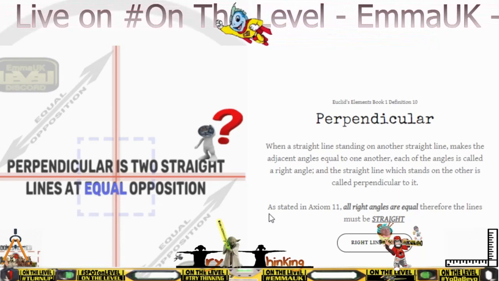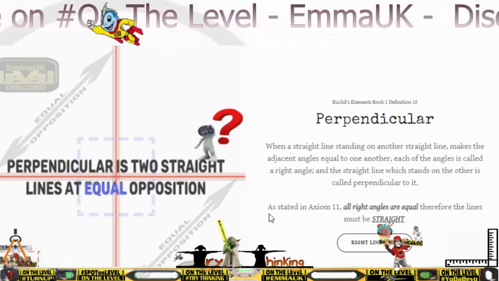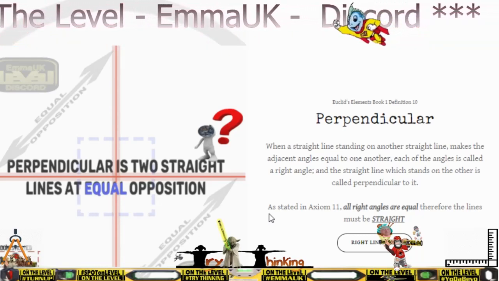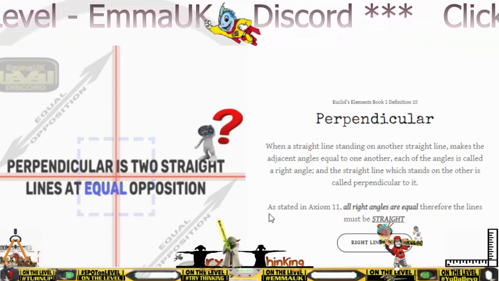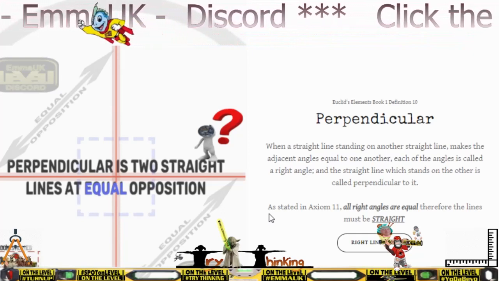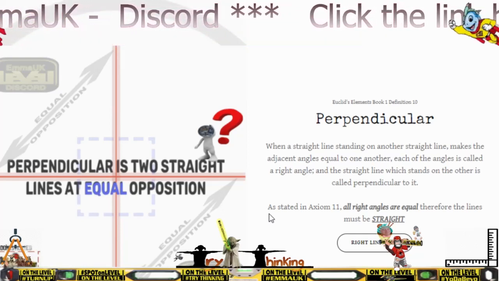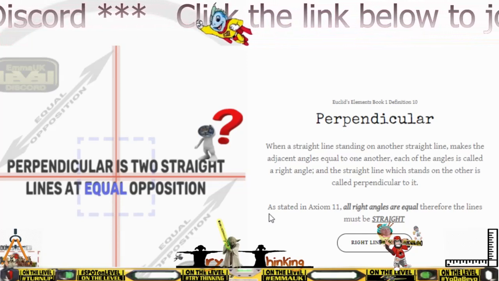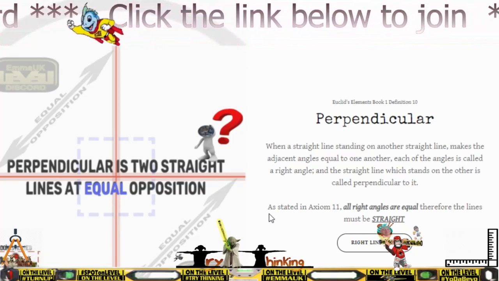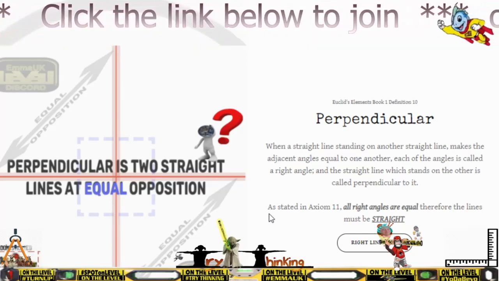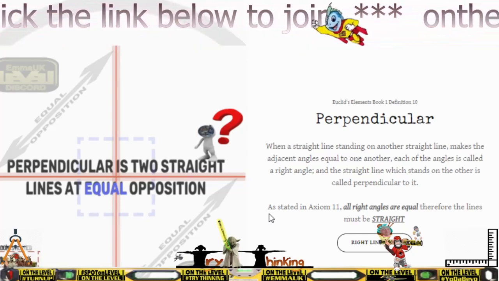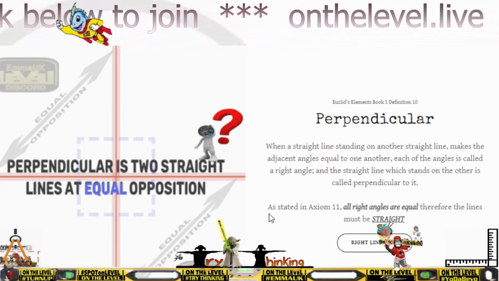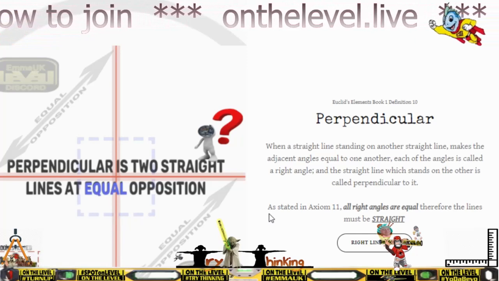Now, in order to form a right angle, you need two right lines, two straight lines, in a very particular position. Right? These are maximally opposed to each other, forming four equal right angles. Now, if the lines weren't straight, you would not be able to have four equal right angles. That's not true. It's an impossibility.